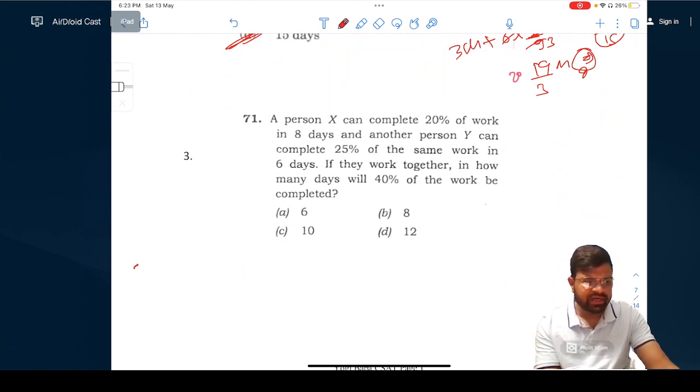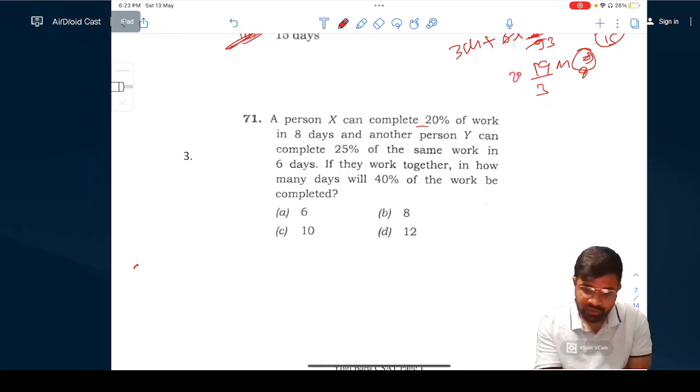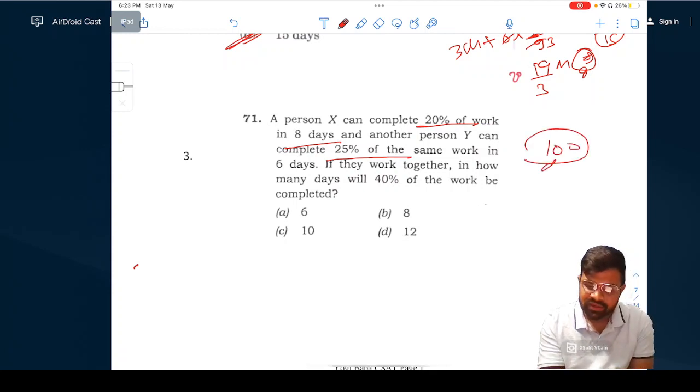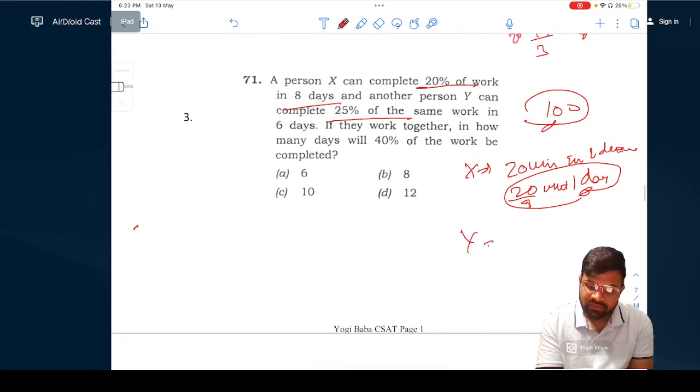Okay, so the third question is like 20% of the work in 8 days, 25% in 6 days. I have already told you, when there is a percentage concept, assume the work as 100. So X is completing 20 units in 8 days, that means 20 by 8 units per day. Y is doing 25 units in 6 days, so 25 by 6 units per day.